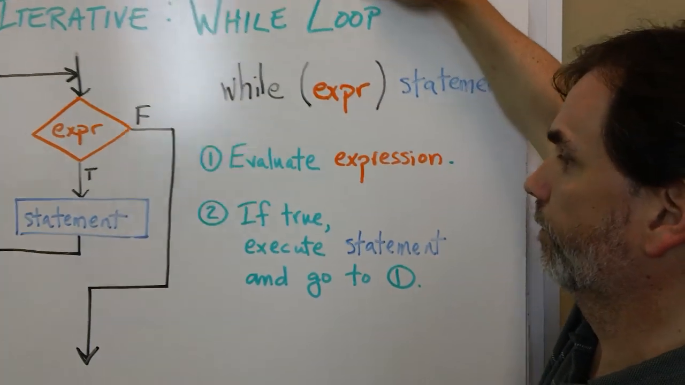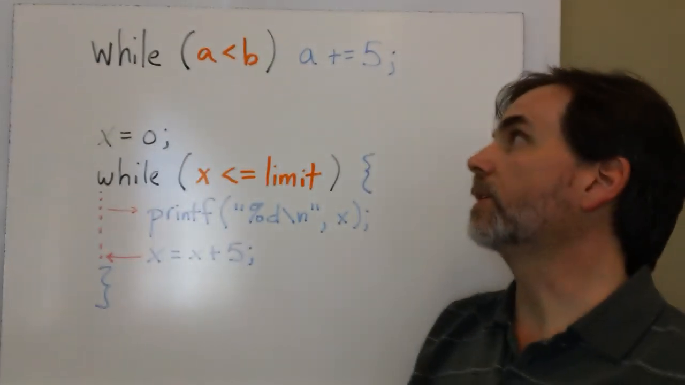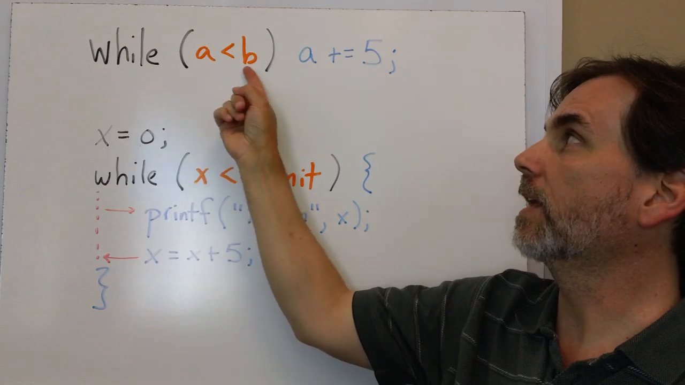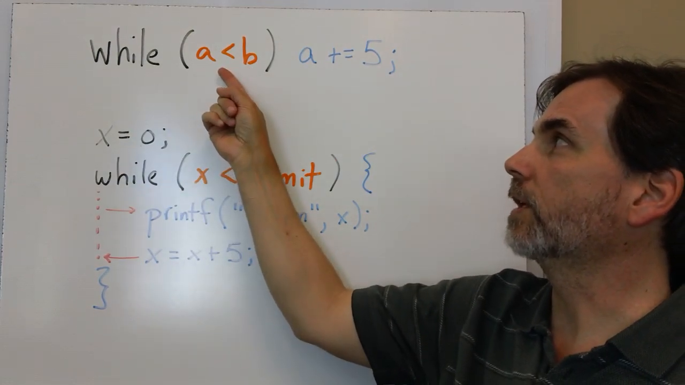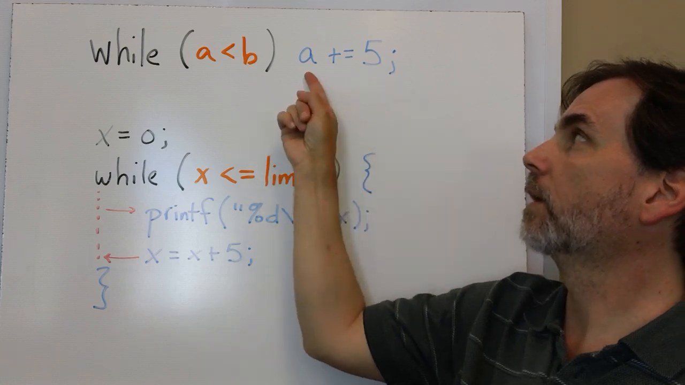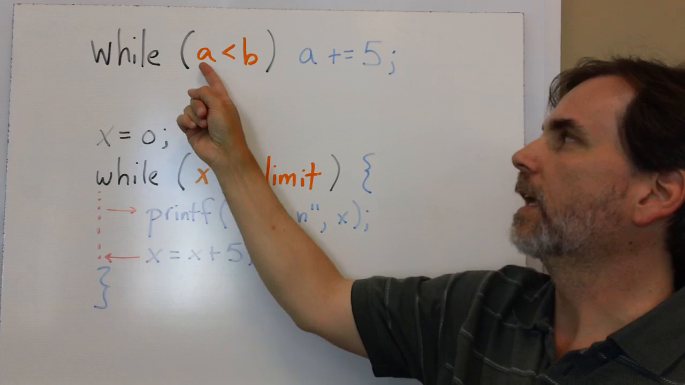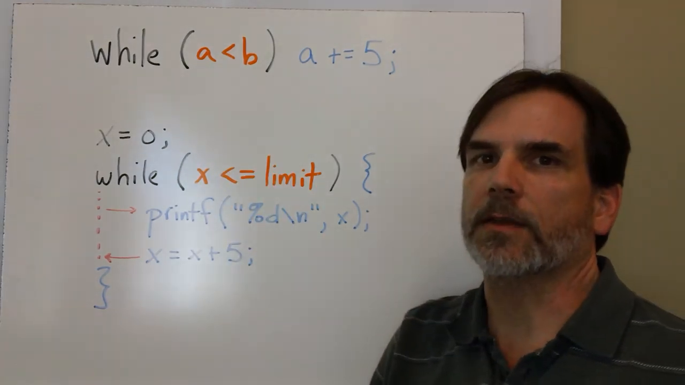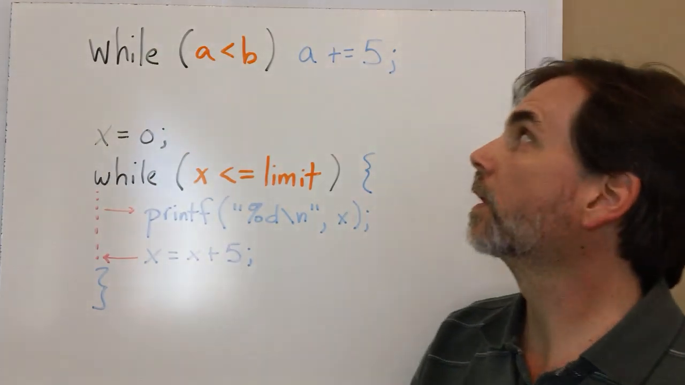Here's some examples. The top one is a simple one with the condition being A less than B. This is our test expression. So we evaluate this expression. If it's true, we execute this statement. So we're changing A each time we go around the loop. If we don't change A or B, then this will always evaluate to the same value. So we'll either never enter the loop or we'll be stuck in an infinite loop.